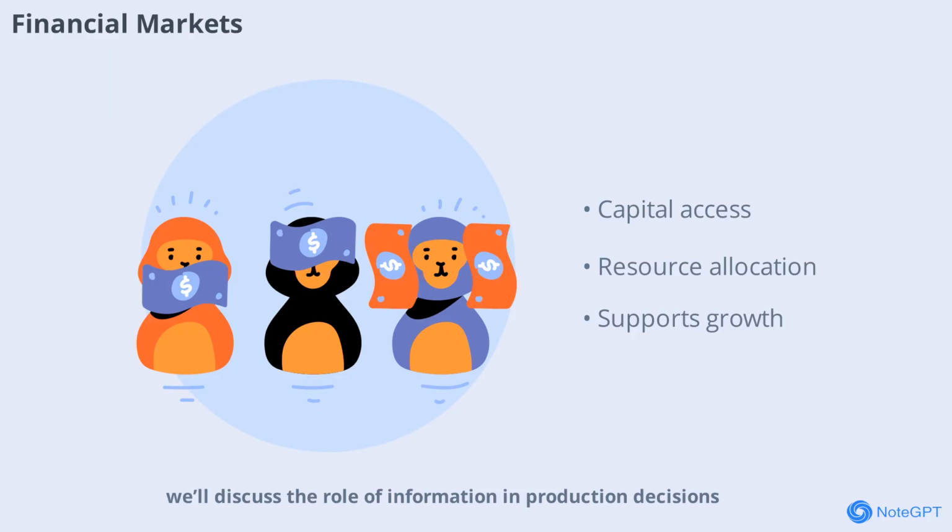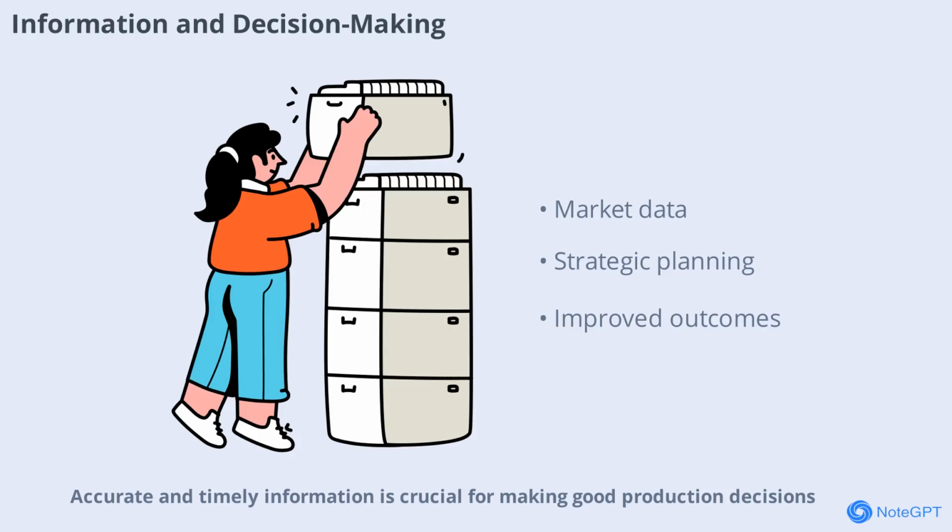Next, we'll discuss the role of information in production decisions. Accurate and timely information is crucial for making good production decisions. Businesses rely on data about markets, prices, and consumer preferences to plan and adjust their strategies. Advances in technology have made it easier to collect and analyze information, leading to better outcomes.